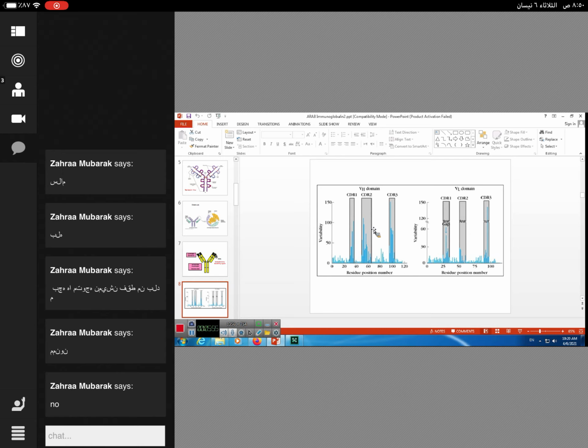This figure shows the variability of CDR regions on a variable domain. As you see, CDR3 is very variable or highly variable. You see variability, residue position number, the immunoglobulin domain composed of 110 amino acids, and CDR3 has hypervariability in comparison to other CDRs.